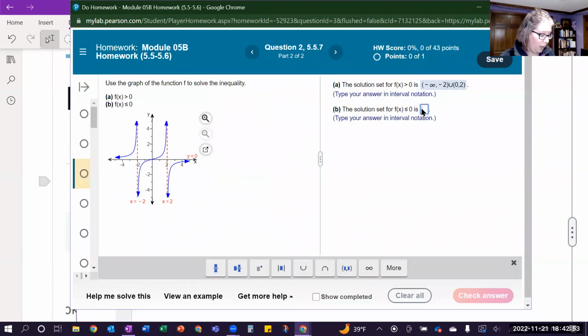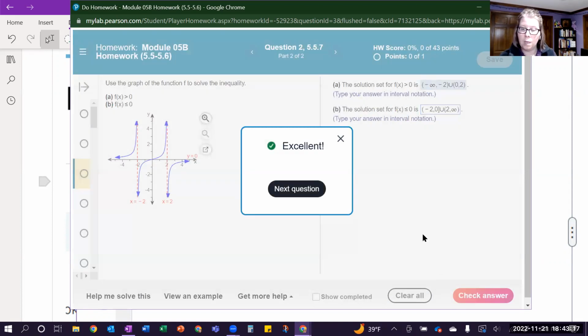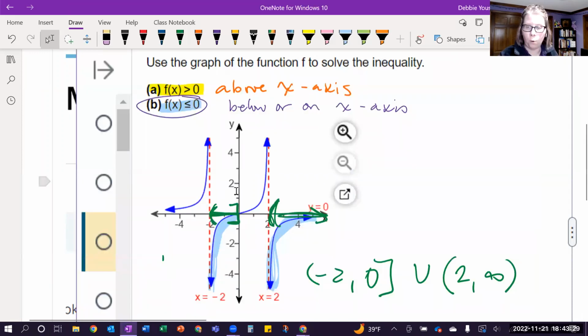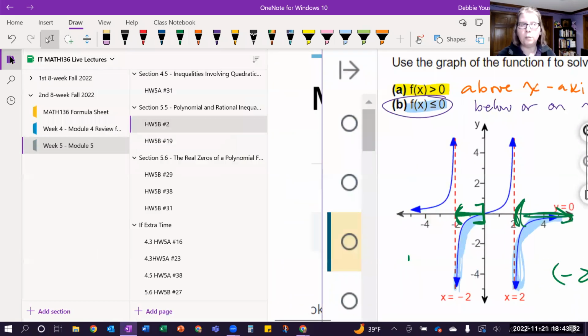And so we've got parenthesis, -2, comma, 0 with a bracket because I want to include that. And then I use my union symbol again to bring these together. And then I go to the other side of the second asymptote with a parenthesis 2, comma, infinity. Close that with a parenthesis. Always use a parenthesis with infinity or -infinity. And there we go. So if this was a parabola, if this was a polynomial, you're still looking for the same things conceptually, okay? Look for what's above, what's below, or on. Include with brackets, exclude with parentheses.